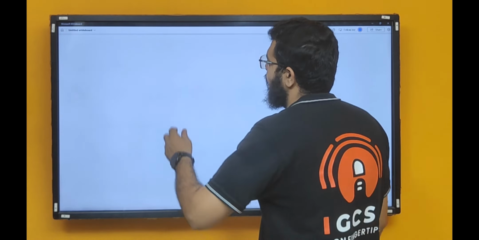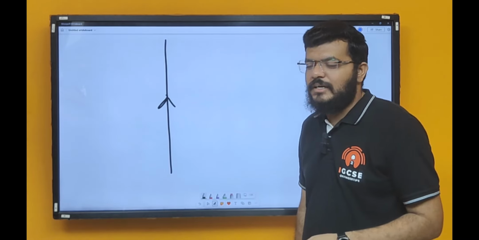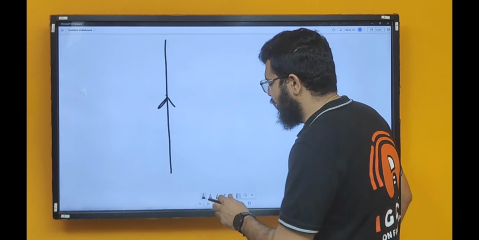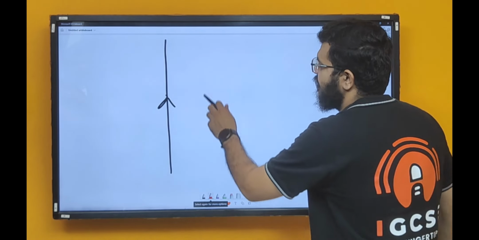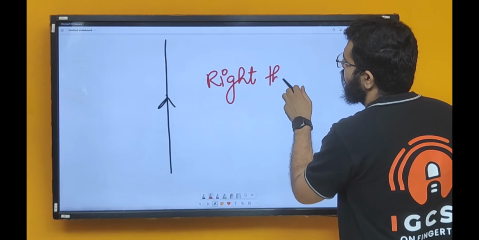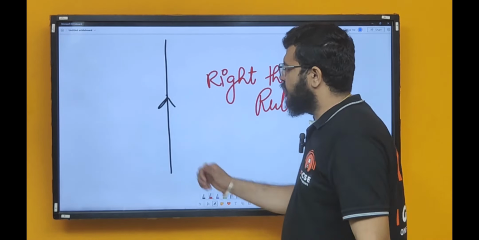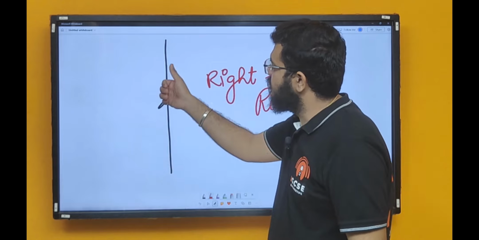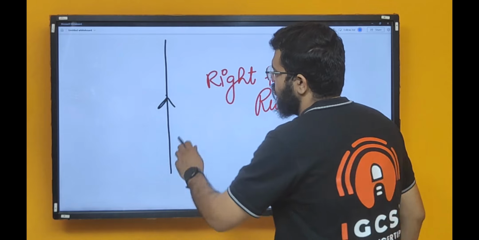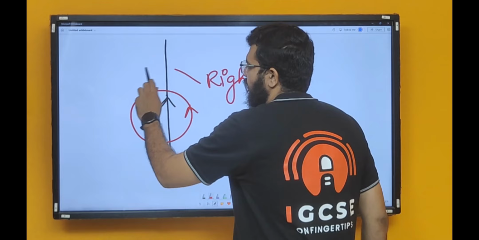The most basic direction that we understand is, if this is the direction of the current and I want to find out the direction of magnetic field around it, I use my right hand thumb rule. Let's first write the rule. What should be the rule? If the thumb shows the direction of current, then the curling of your fingers shows the direction of magnetic field around it. So this will be the direction of magnetic field around it.